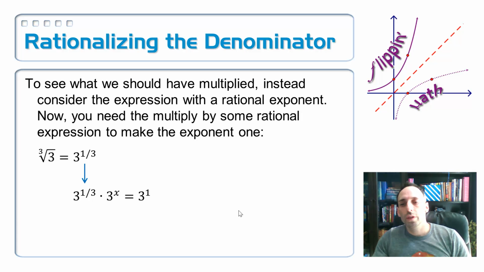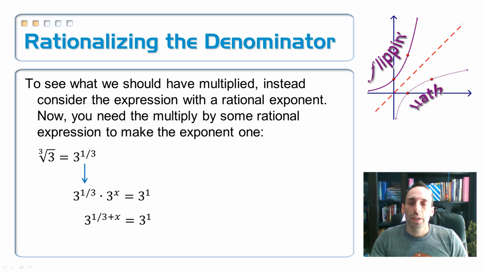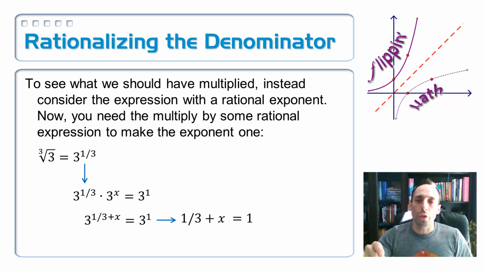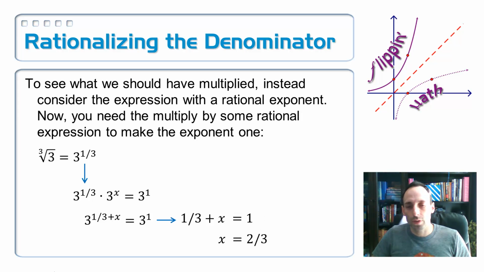Okay, so over there on the left hand side of that equation I just wrote down, they have like bases, so you get to add the exponents, so that's 1/3 plus x. And this is from those properties of exponential equations, that if the bases are the same, the exponents must be the same. So this means that 1/3 plus x equals 1. I think we can solve this equation. That means x is equal to 2/3.